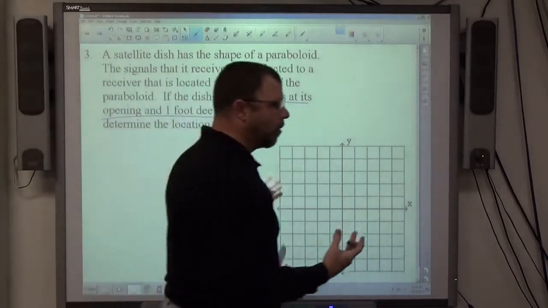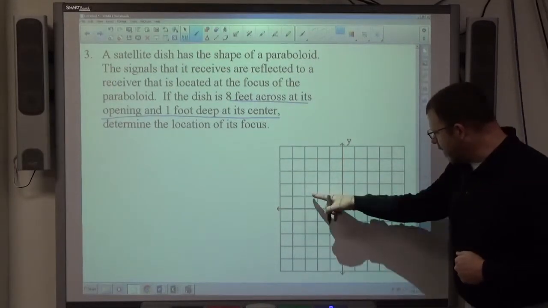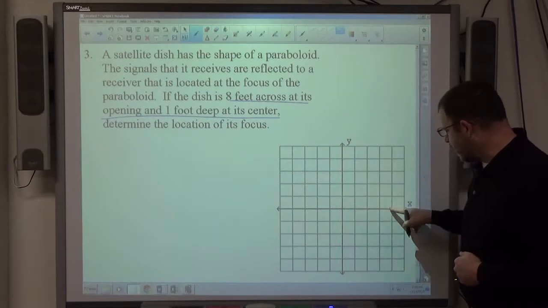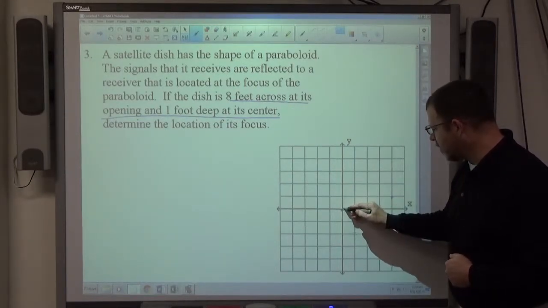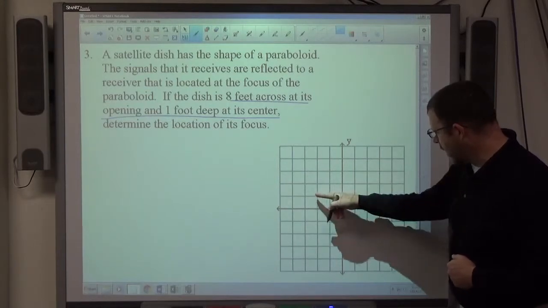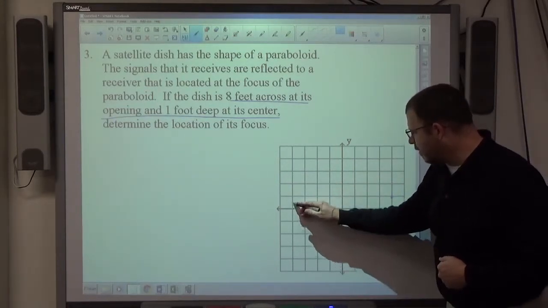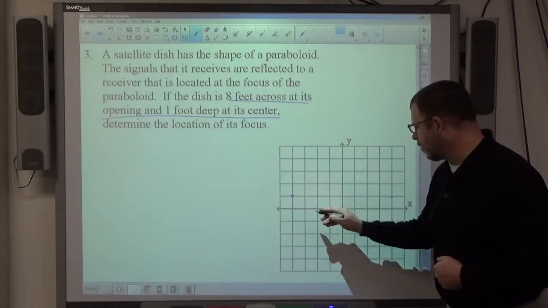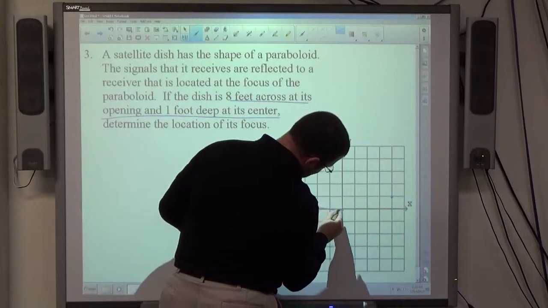So it's a paraboloid, so a cross section of the satellite dish is a parabola. It's 8 feet across, which means 4 feet to the right, and 1 foot deep, 1 foot up. This is the center, so it must be 1 foot deep. So we're going to have the edges of the satellite dish 1 foot higher. -4, 1, therefore, is also a point. So if I was to draw a cross section of the dish, it looks kind of like this.